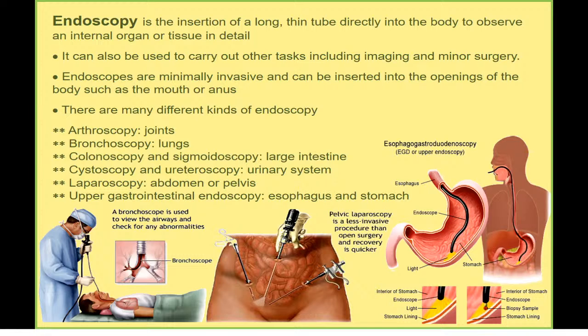It can also be used to carry out other tasks, including imaging and minor surgery. Endoscopes are minimally invasive and can be inserted into the openings of the body, such as mouth or anus. There are many different kinds of endoscopy, and you can see the organs that might be under investigation of the endoscope. This is invaluable information about the condition of the organs.